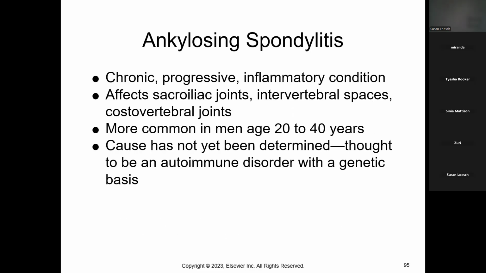Next is ankylosing spondylitis. This is a chronic progressive inflammatory condition. It affects your sacroiliac joints, the intervertebral spaces, your costovertebral joints of the skeleton. For women, they tend to have peripheral joint involvement more than men. It usually happens after about 20 to 30 years old, and it's considered autoimmune. They don't know the reason, and also genetic. So, autoimmune with a genetic base.